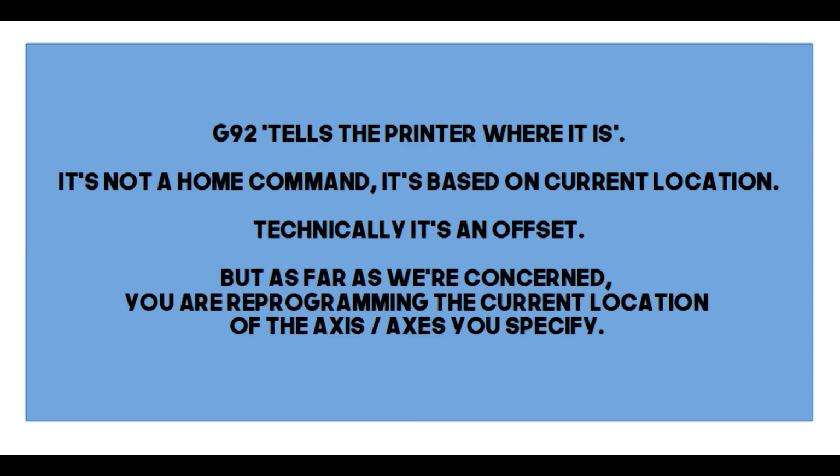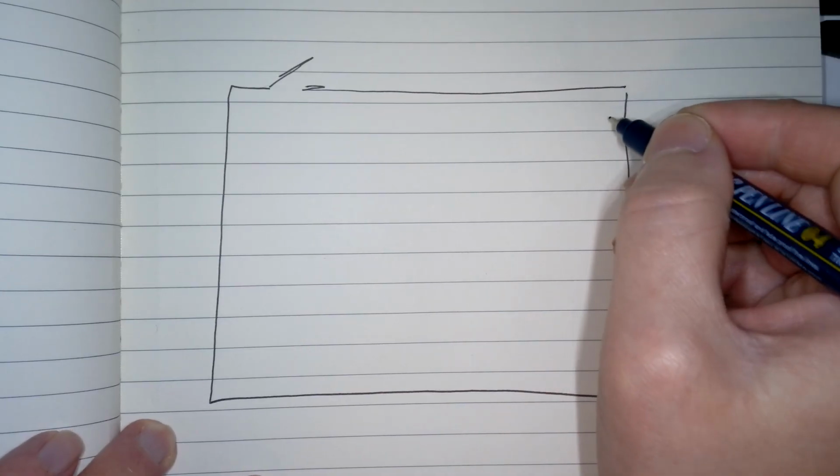What the G92 command does is actually simple. G92 resets the axis or axes you specify to the place you specify. I'll explain with an analogy.